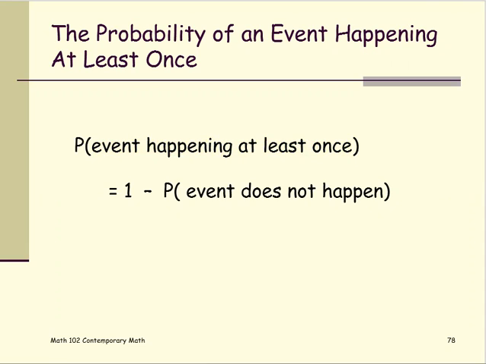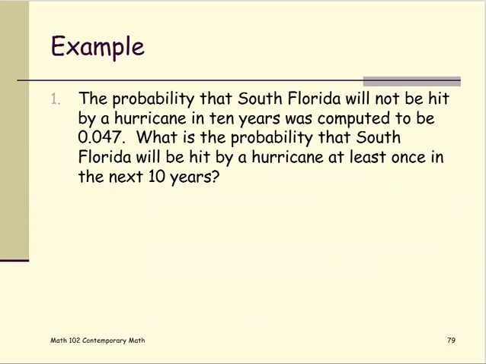This time we are going to look at the probability of the event happening at least once, which can be computed by 1, which is 100%, subtracted by the probability of the event that does not happen. Example, the probability that South Florida will not be hit by a hurricane in 10 years was computed to be 0.047. What is the probability that South Florida will be hit by a hurricane at least once in the next 10 years? To compute this, we see the key term as the term will not.